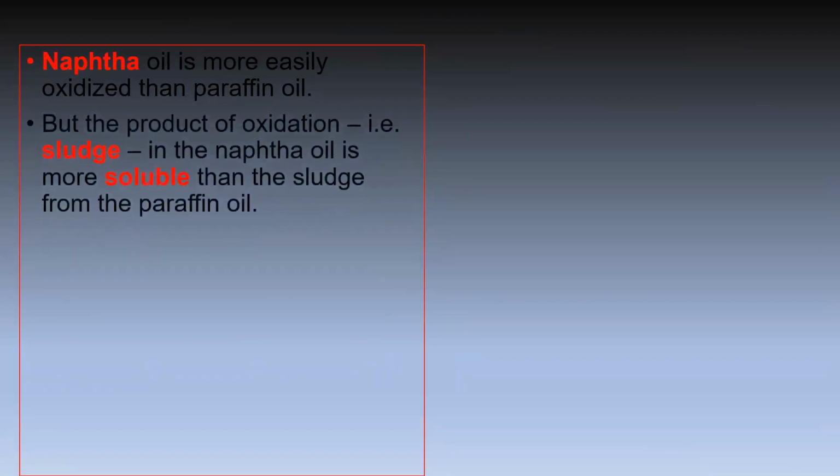So naphtha oil gets easily oxidized, but the sludge in the naphtha oil is soluble, so it gets dissolved.